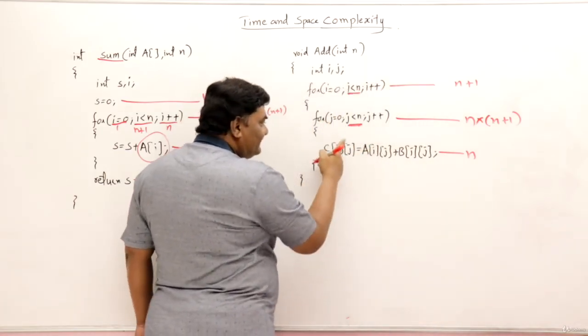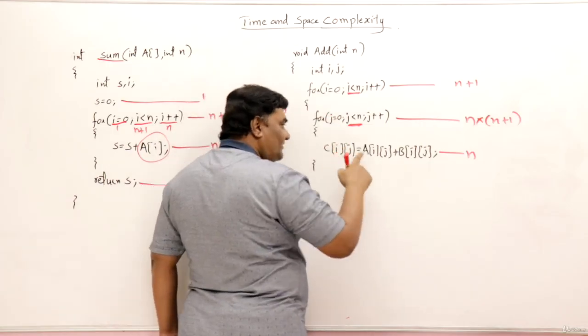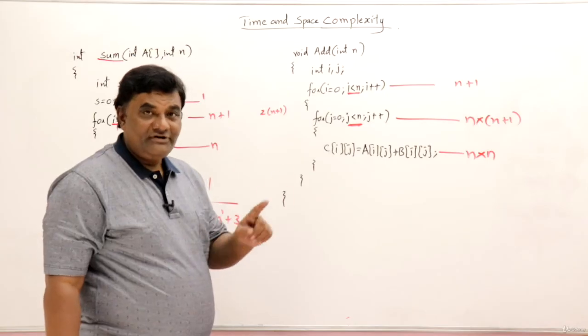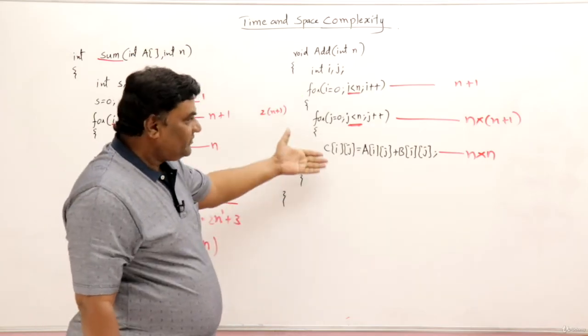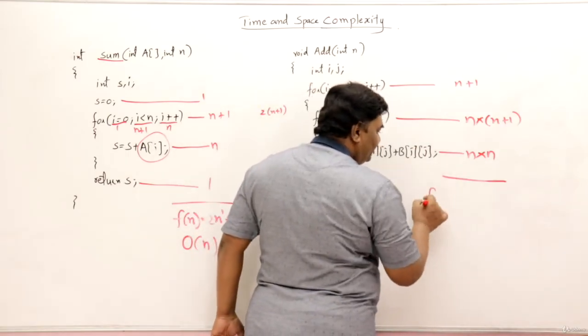Then this statement is inside this for loop also, so this loop will repeat it n more times. So this is into n. So that's it. If you want, you can watch it again and find out how to do this one. Now finally we can prepare a function, the time function.